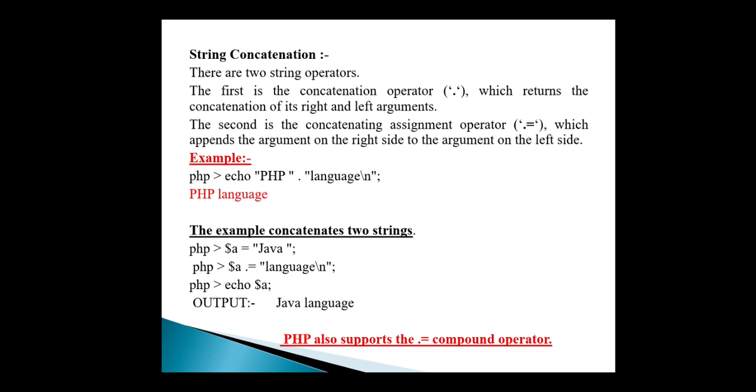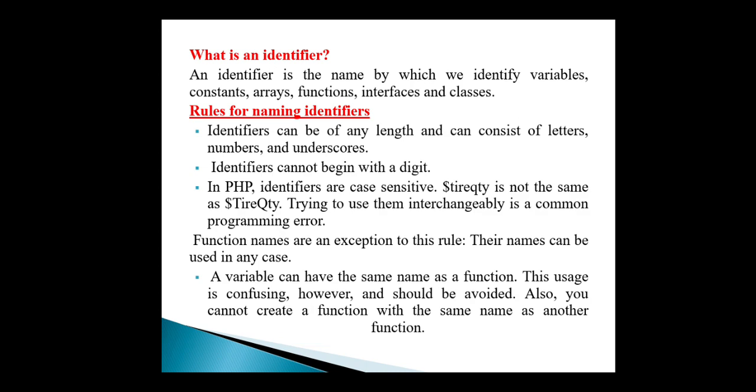Next you can see how to use the concatenating assignment operator. $a equals "Java" I had given, then I have used $a .= "language". Echo $a means to print the $a value. So the output will be Java language. So here you can see how the dot and assignment operator is being used. So this is about the concatenation operator and concatenating assignment operator.